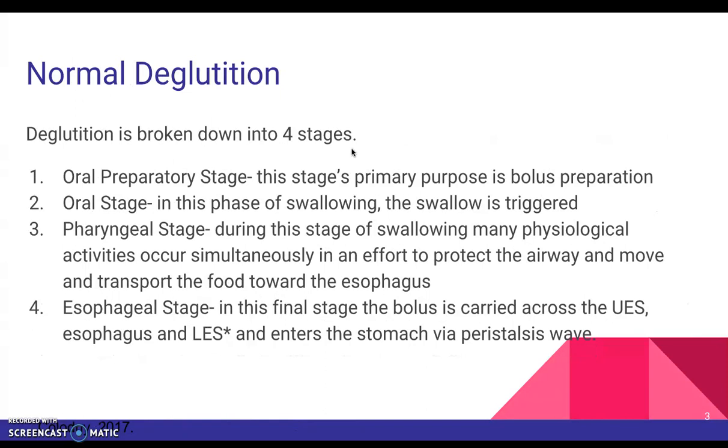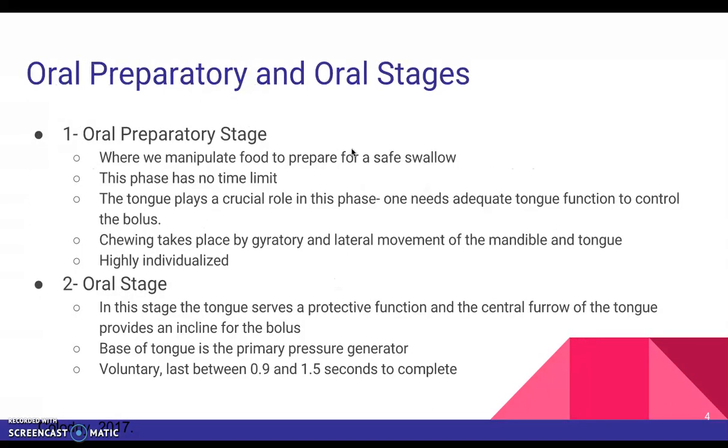So normal swallowing is broken into 4 stages: oral prep stage, and that's where we chew; oral stage, and this is where the swallowing is triggered; the pharyngeal stage, and in this stage many things occur, in an effort to protect the airway and move the bolus towards the esophagus. And the esophageal stage is when the bolus is carried through the upper esophageal sphincter and LES, and it enters the stomach. So there's just a brief description of all the stages.